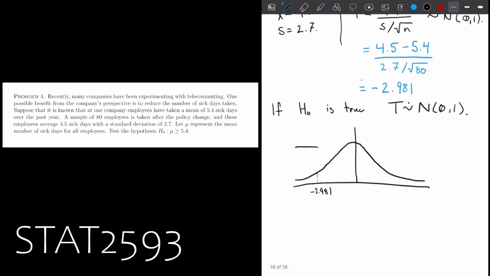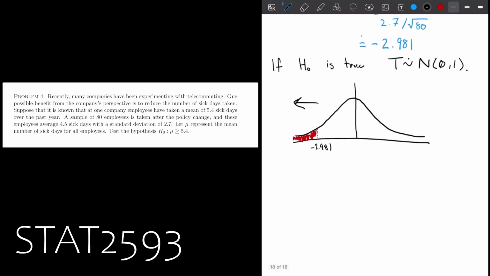And so only values that are going to be more negative are going to be considered more extreme for us, right? And so the p-value is going to be this area that we're shading in here, right? It's going to be the probability that you're less than or equal to -2.981. When we're doing this one-sided hypothesis test, the nice part for us is that this is exactly the definition of the CDF, right? And so what we can say is that in this case, the p-value is going to exactly equal phi of -2.981, where remember phi is going to be the CDF of the standard normal distribution.